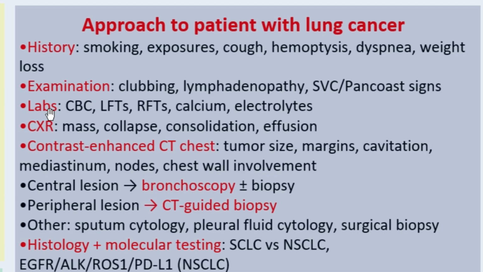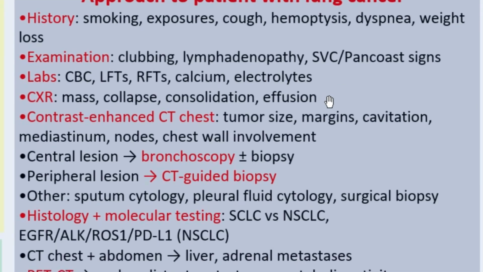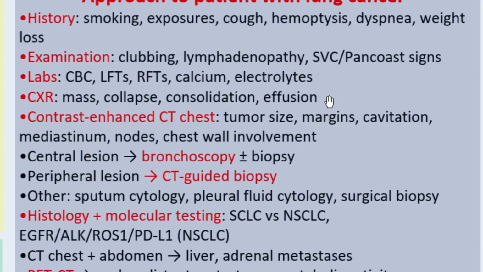Then when you do the labs, you may do a CBC, LFTs, RFTs, calcium, and electrolytes. These are going to depend on the paraneoplastic syndromes that may be present, and if you have things like pneumonia going on, the CBC may change. When you do a chest X-ray, which is the initial investigation, most of the time you may see just a mass or a nodule, you may see a lung collapse, a consolidation, or a pleural effusion. These are the commonly seen manifestations.